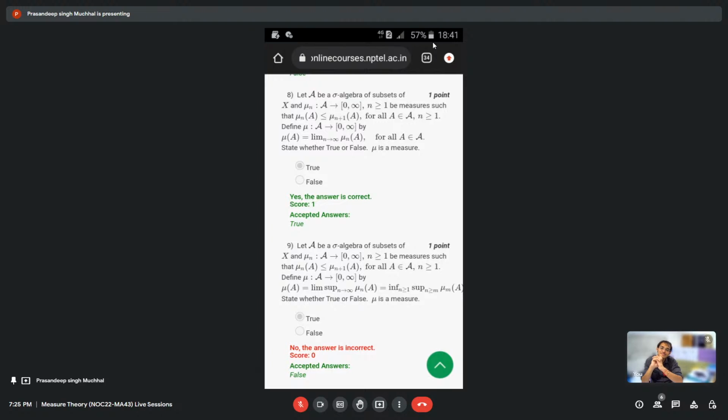It is the same as example number 8. I have a bit of confusion in it. Whatever answer holds for example 8, the same answer should hold for 9 as well. Yes, sir, because in this case, lim sup and limit are the same.